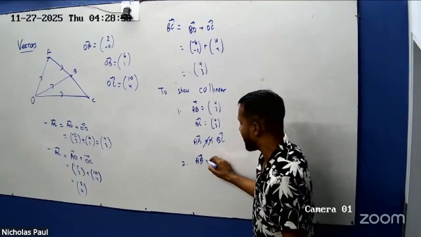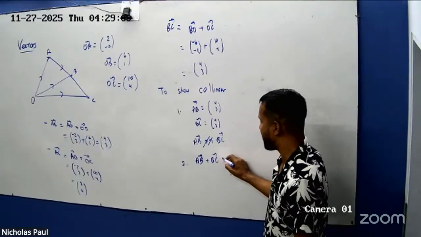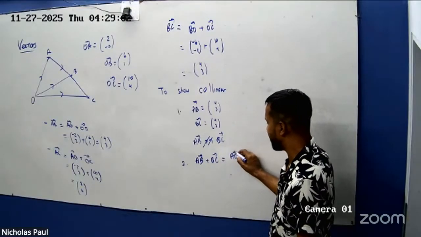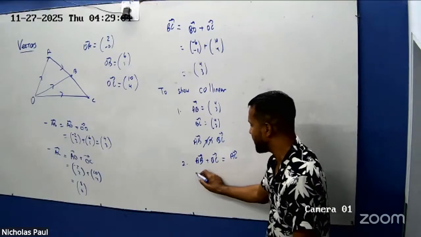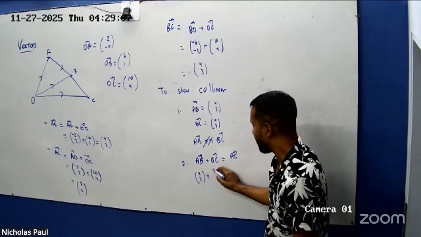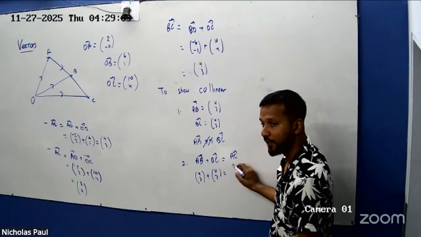Right, show that AB plus BC is AC. So let's add it up and see. AB is (4, 3). BC is (4, 3).